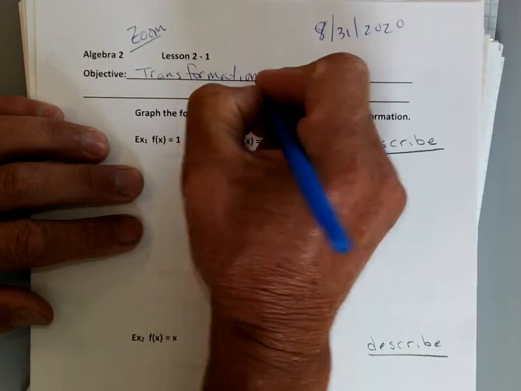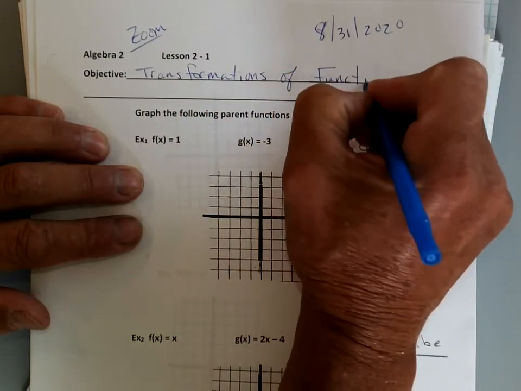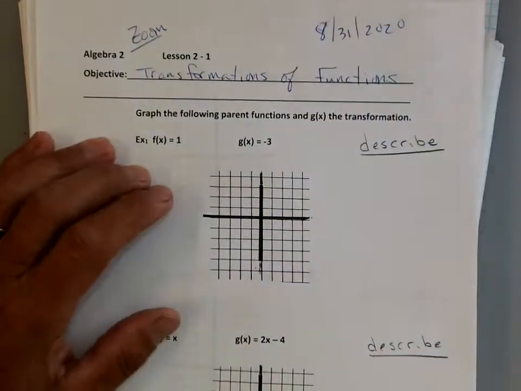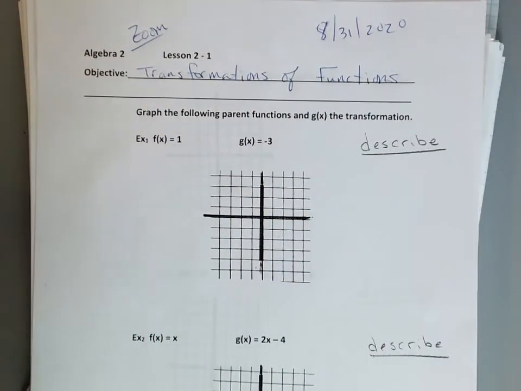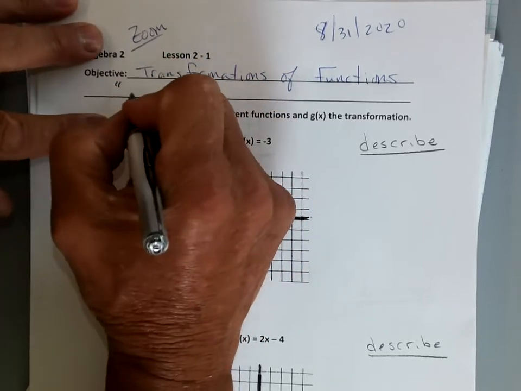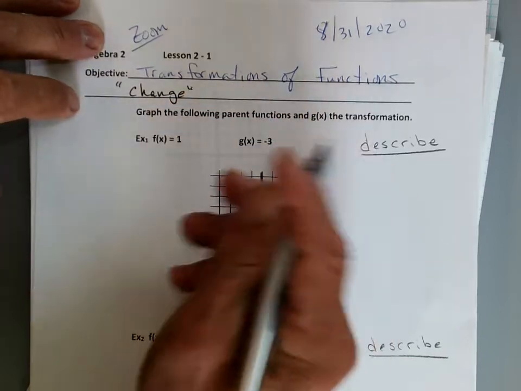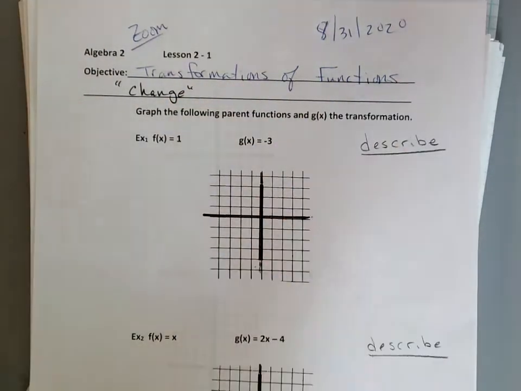Transformations of functions. Okay. Transformation of functions. So let's figure out. Transformation is a word that means either to move or change. Okay, so let's just say change. So we're going to change. So the word transformation is basically a change, kind of like transformers.